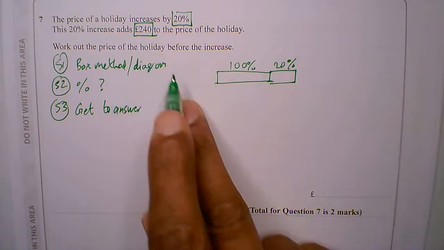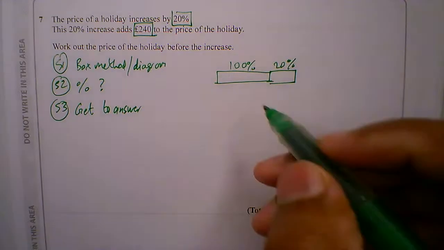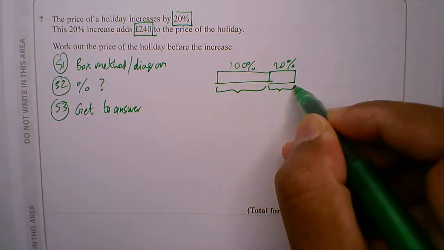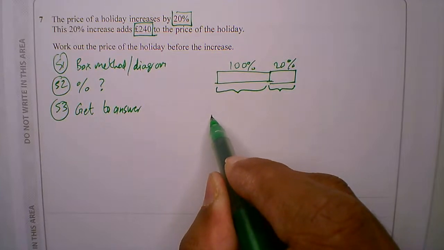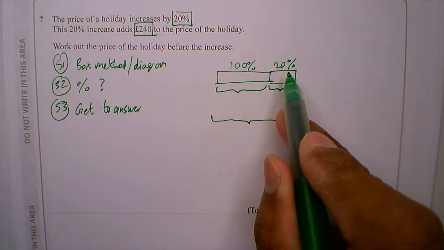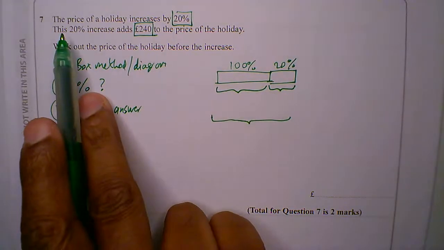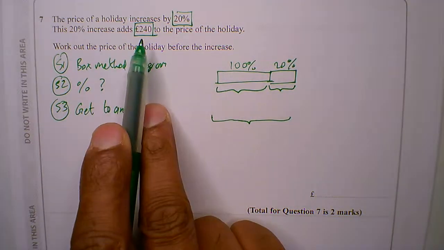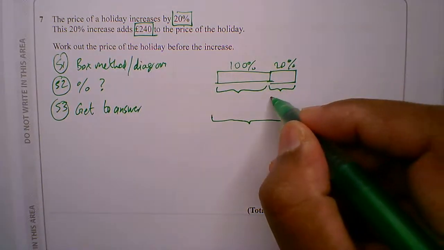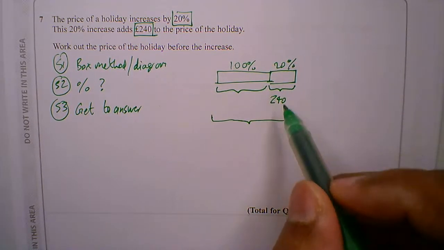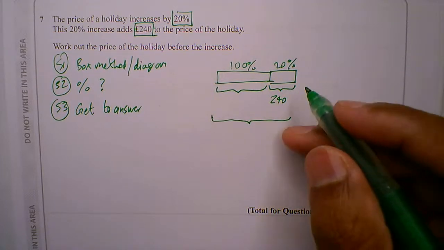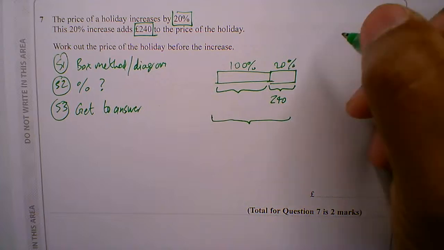So what is this 240? Is this 100%? Is this 20%? Or is this all of that? 100 plus 20 is 120%. This 20% increase adds £240 to the price of the holiday. So that is 240. This 240 represents 20%. So that is the key thing from this diagram.